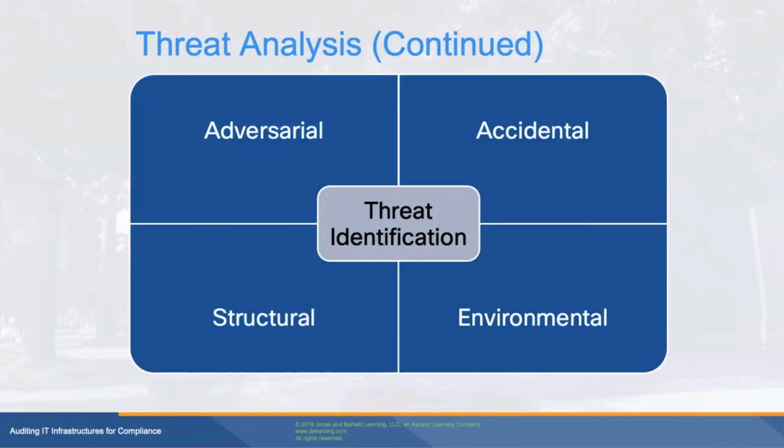Then we're going to do the threat assessment, and we're going to put them in buckets depending on what types of threats they are. We have accidental threats, environmental threats, structural threats, and adversarial threats. When we're sitting down and brainstorming about all these things that could affect our business, putting them in these buckets helps us realize that there are probably more things we need to think about than just what you can come up with sitting at your desk.